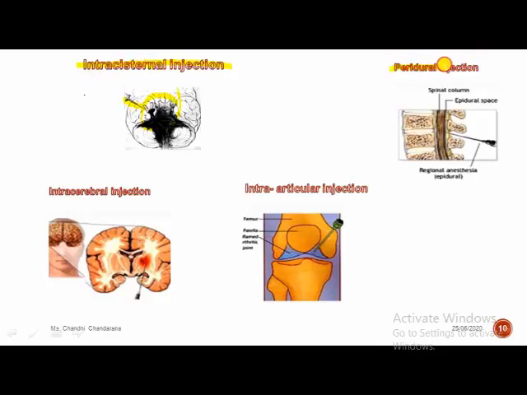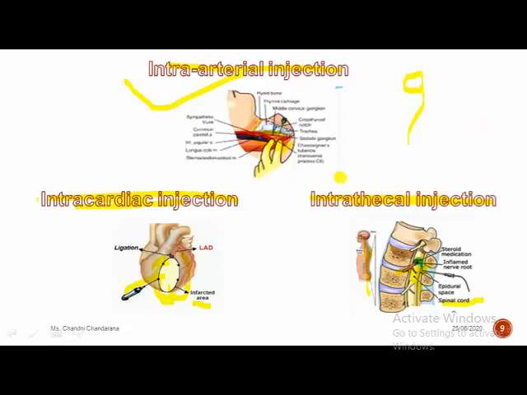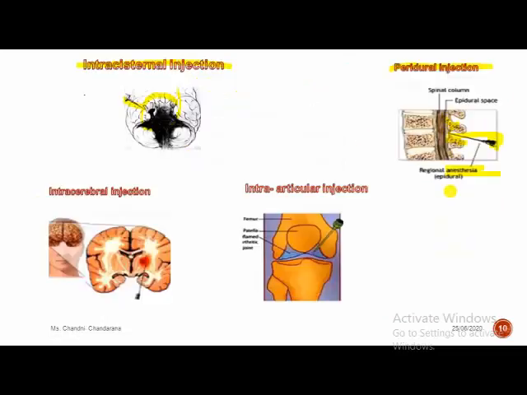Now next is peridural injection. So what is peridural injection? Here you can see this is the dura mater. This is the site of injection. You can observe the location. This is your injection. It is given in between the dura mater and the vertebra. Here also it is used in spinal anesthesia. So you can give peridural injection as well as intrathecal injection for spinal anesthesia.